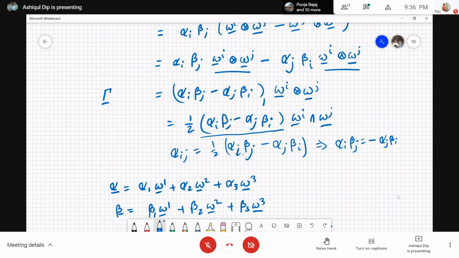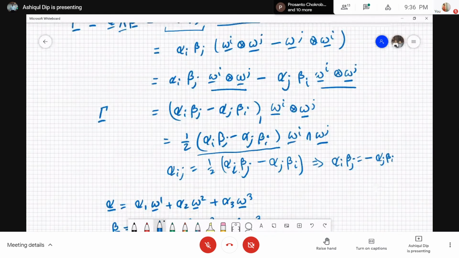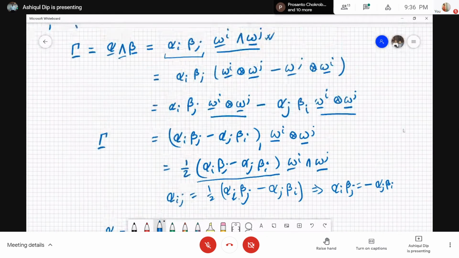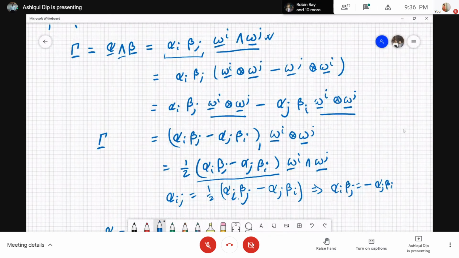Alpha 1 times. So the antisymmetry you are talking about, where is that antisymmetry in alpha i beta j? There is no antisymmetry in alpha i beta j when you just write it in this form. It could be anything. That antisymmetry is hidden in here because you're summing over i as well. So if you want to show explicitly that they are antisymmetric, you have to write it in this particular form.